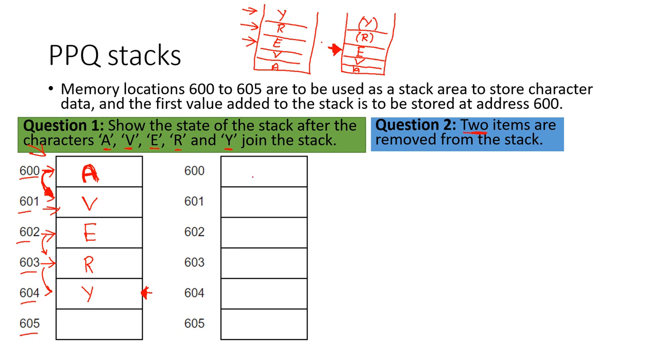So let's write it in here, in this way. We've got A, V, E, and here's my top of stack. I'm also going to put in there, just so you're aware, that the Y and the R are still there because we've not overwritten them, but the top of stack is actually E.